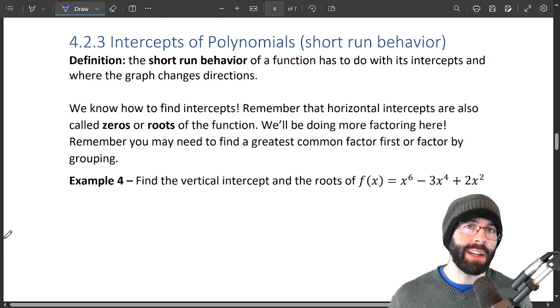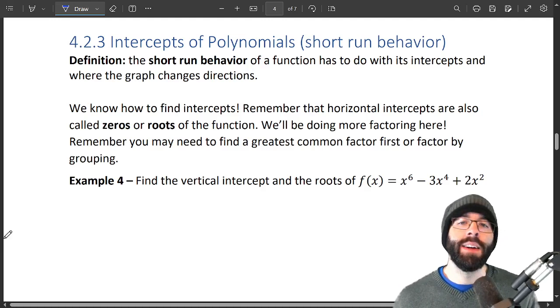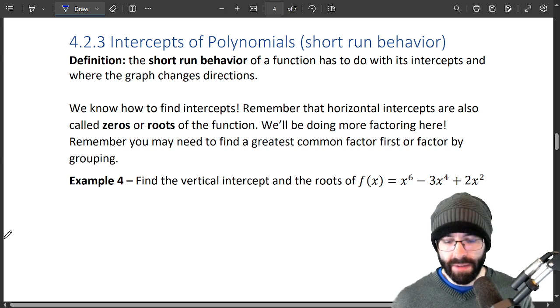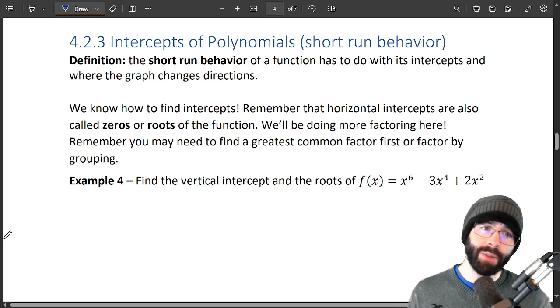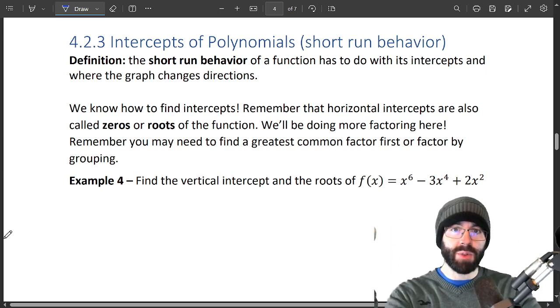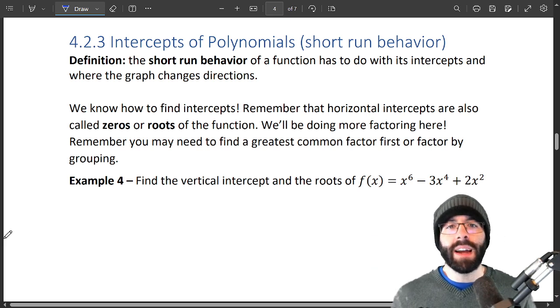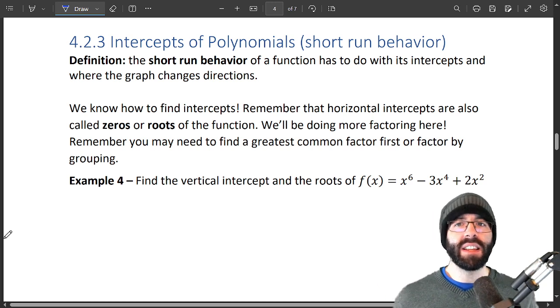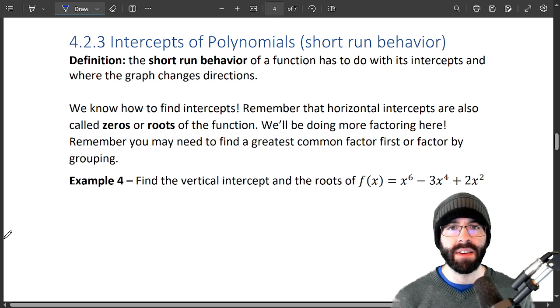So I really could just rename this video to factoring, because by now most of you are pretty comfortable with intercepts. There's not a lot new here, but you're going to have to do some factoring. So we've been talking about long run behavior, what happens at the outside, or end behavior. Now we're going to talk about short run behavior, what's happening kind of in the middle. Specifically, this video will talk about intercepts.